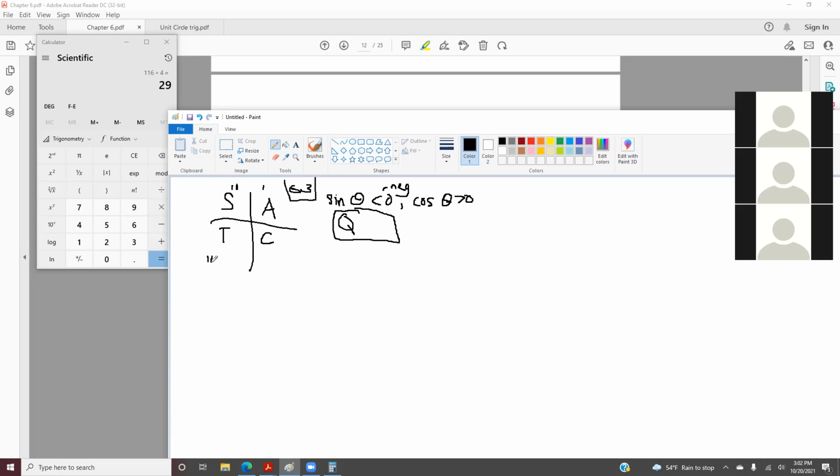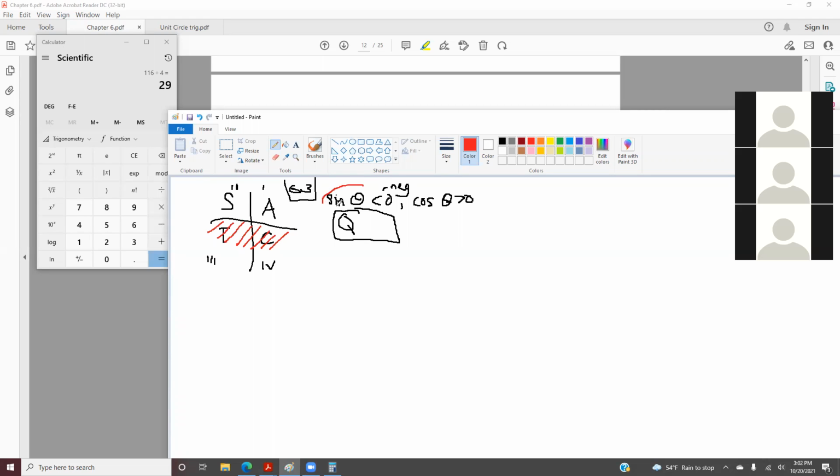What quadrant makes sine negative? Quadrant 2 is positive. So this is sine: 3 and 4. These are the two quadrants that make sine negative.